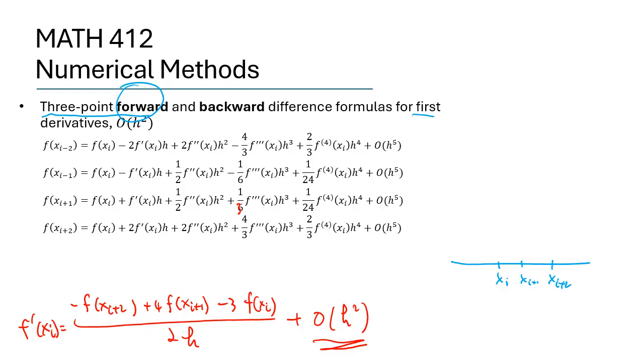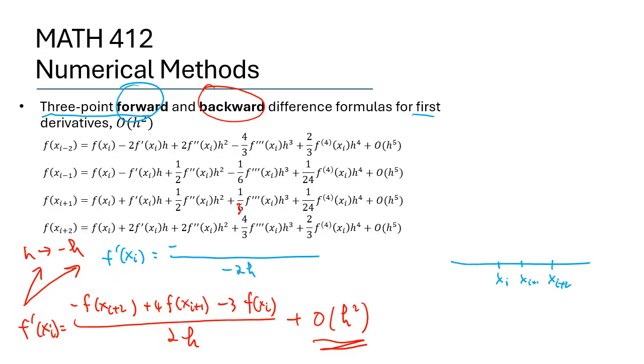Okay, now how about the backward formula? As you can see, we change h to negative h. With this formula, we'll get what? f prime of xi. This is negative 2h, and this is negative f of xi minus 2, 4f of xi minus 1, minus 3 f of xi, plus big O of h squared. Wonderful. Okay, we change h to negative h.